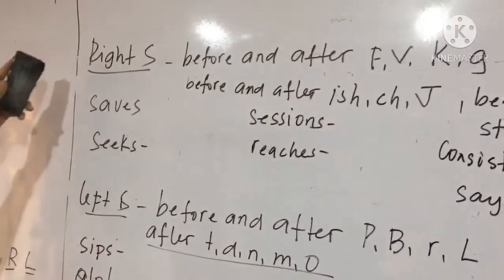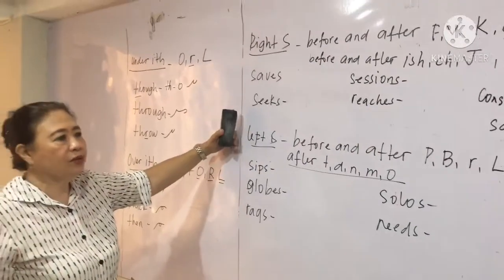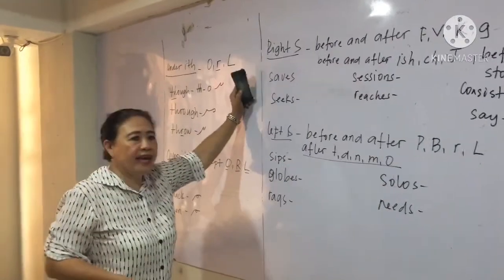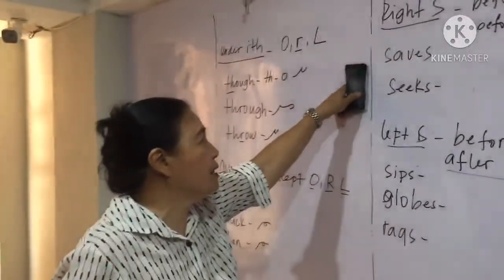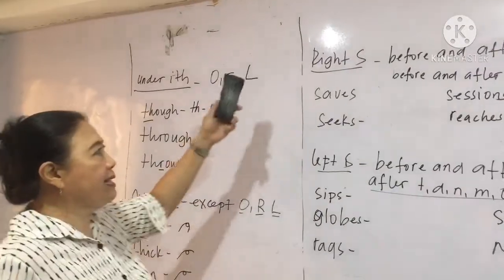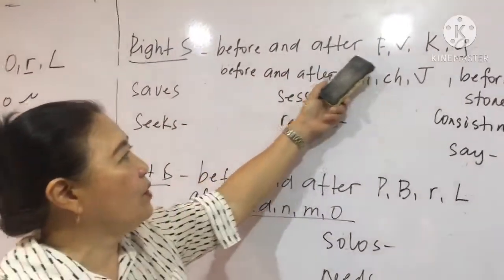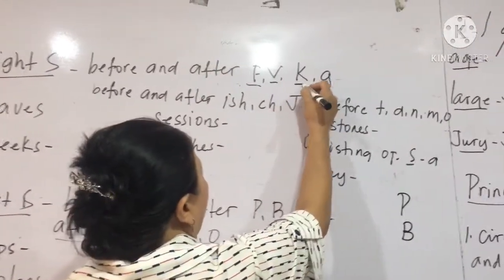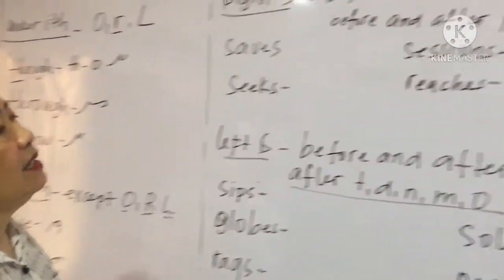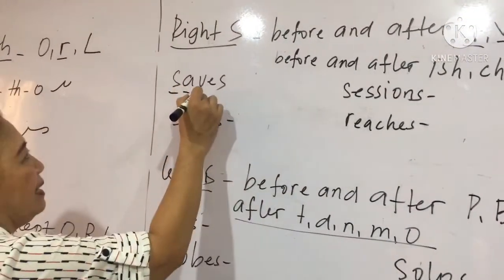We go to the right S and left S. Aside from the clockwise and counterclockwise, some of you may also have a problem with what kind of S you are going to use. It's either the right S or the left S. The right S is used before and after F, V, K, and G. So before F, V, K, and G, the right S is used. For example, saves: S, A, V, and S.